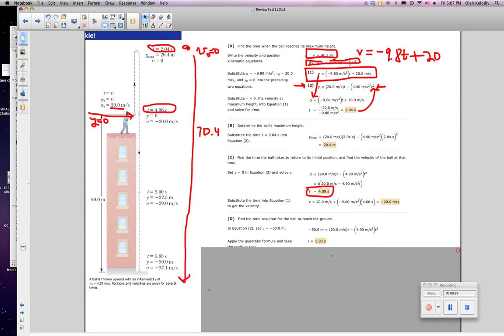We go back to equation 2 up here, and we set y equal to minus 50 in equation 2. So y is equal to v naught t plus 1/2 gt squared, and we set that equal to minus 50, where v naught is equal to 20, and t is what we're looking for. This is 1/2 gt squared here, so it'll be minus 4.9 t squared.